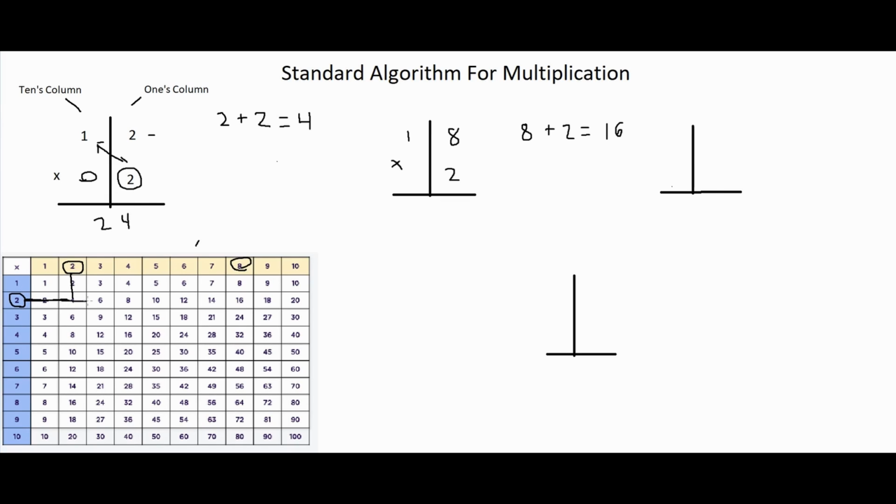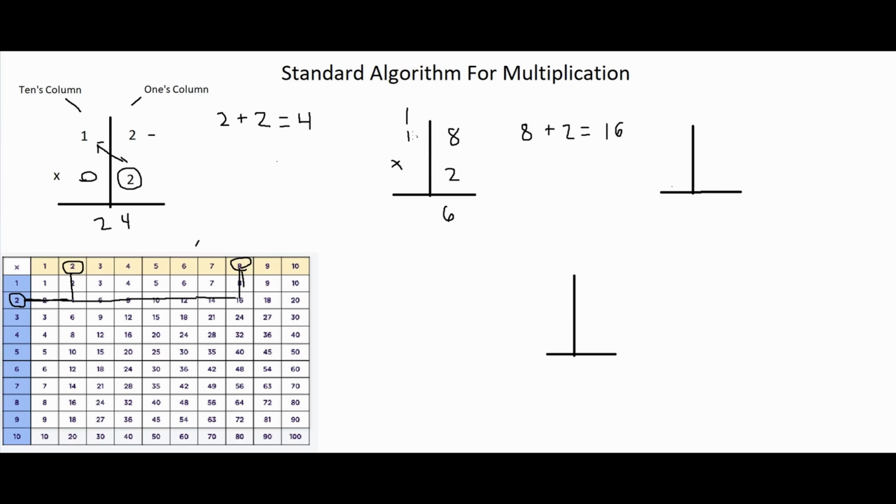The point where the two numbers meet is the answer. Here it meets at 16, so we know the answer is 16. But we don't write 16 right here. We multiply 8 by 2 and get 16. So we write the ones digit, 6, just like we did in addition. And then we put the tens digit in the next column, right here.